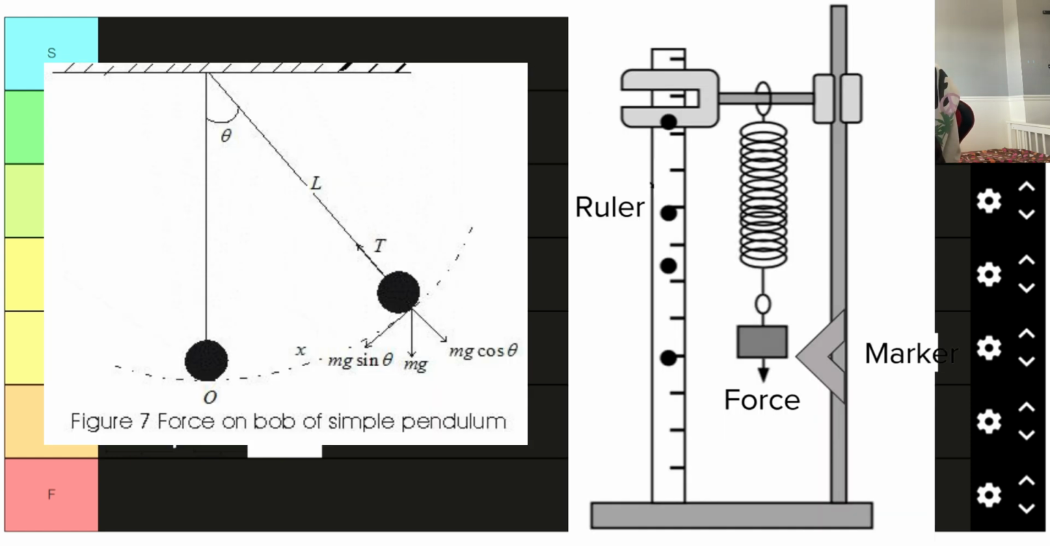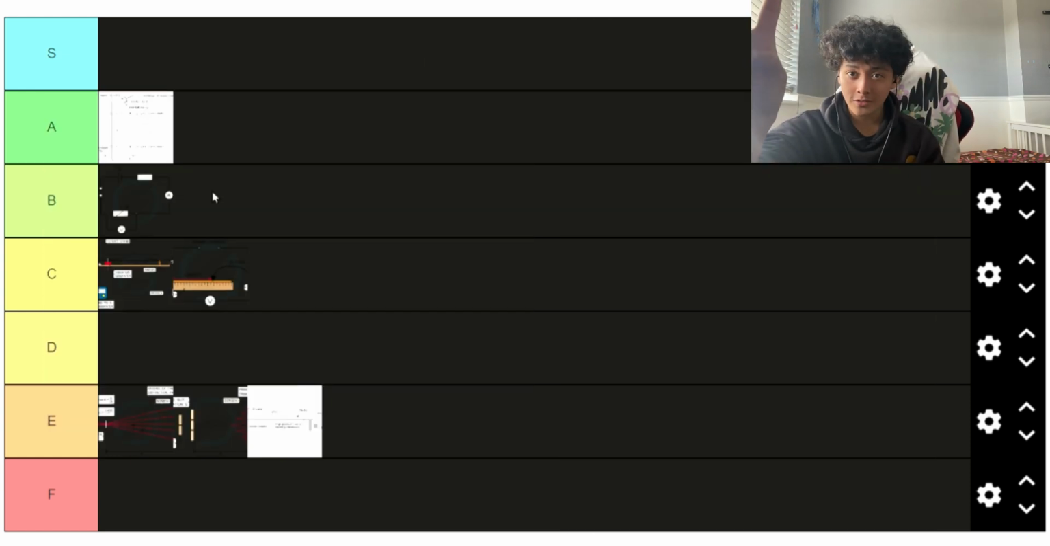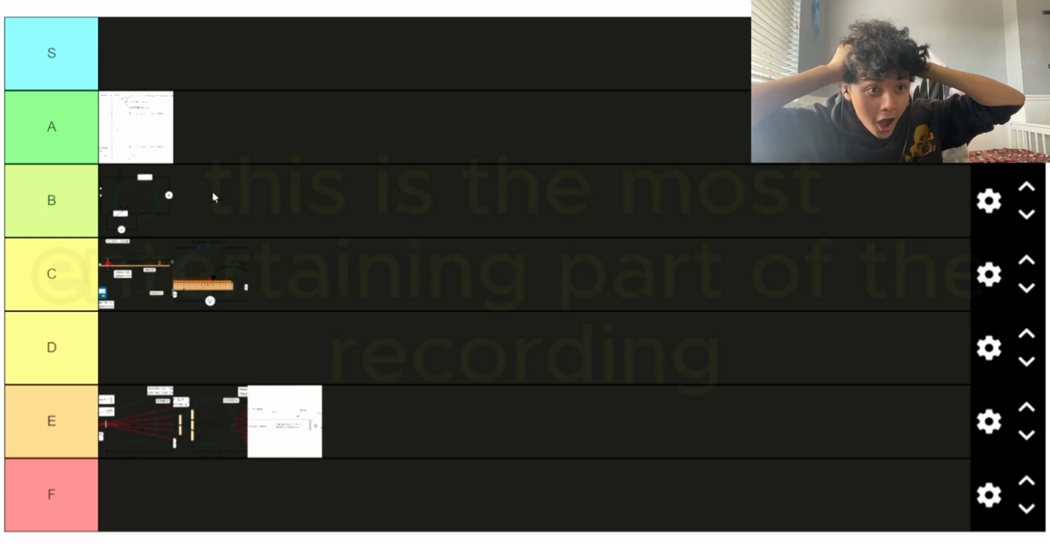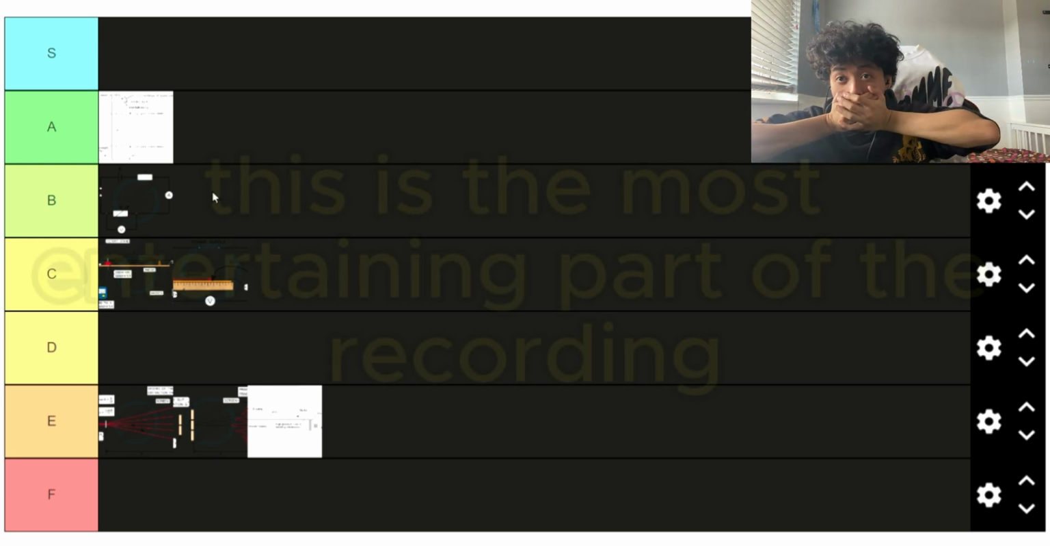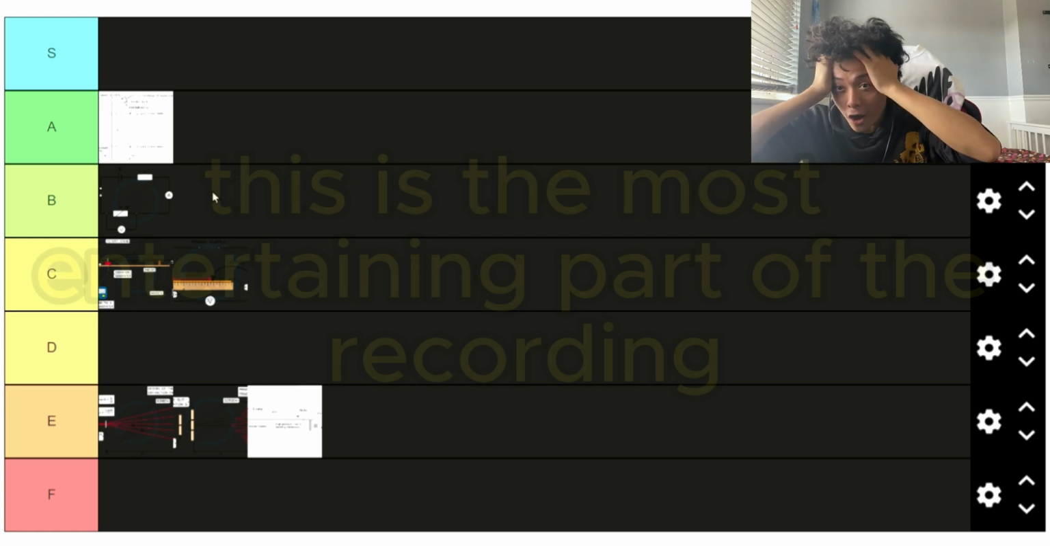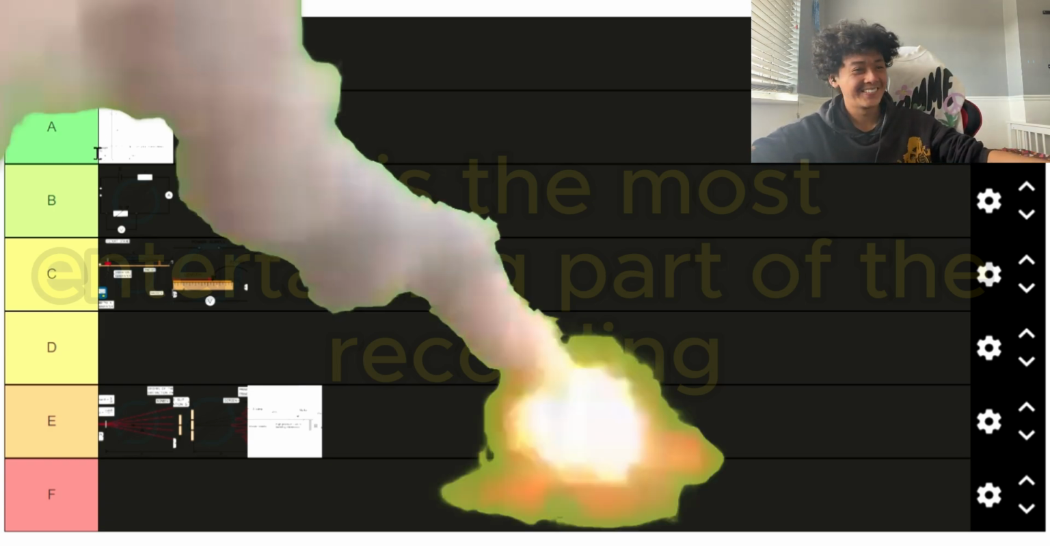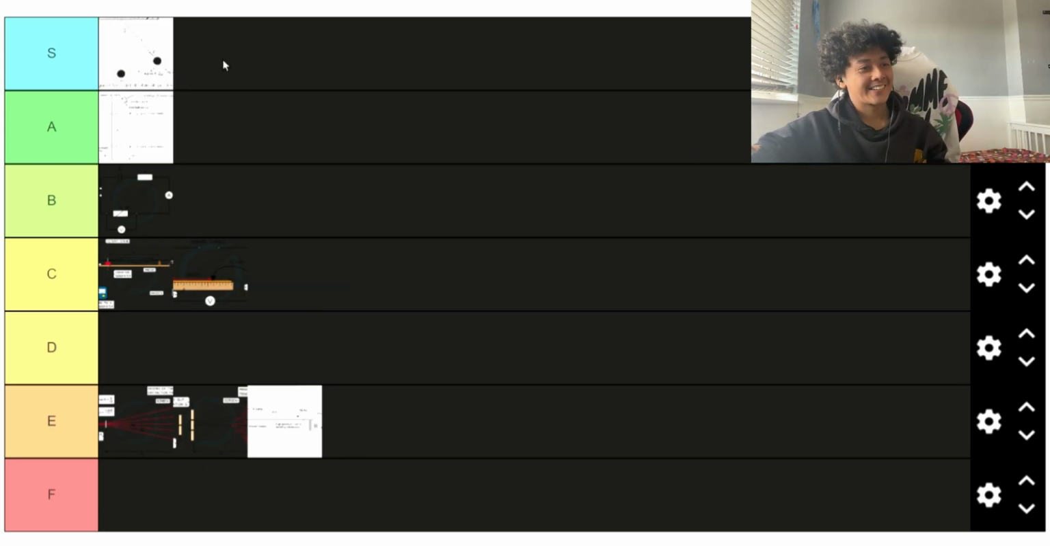I'll put the SHM. SHM, there are 2 practicals for SHM. The mass spring system and the pendulum one. Both of these go into S tier. There's nothing to say about the mass spring one that can't be said for the pendulum one because it was just the same.